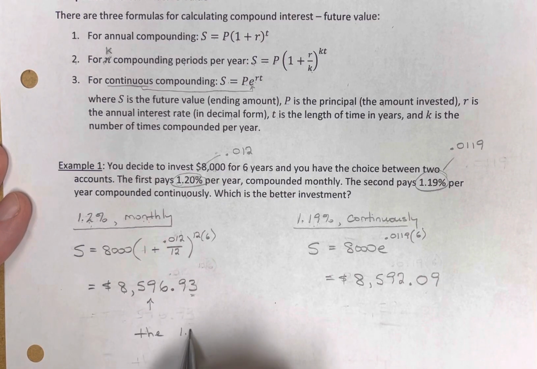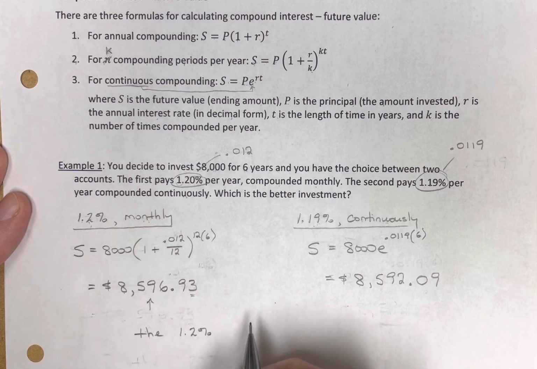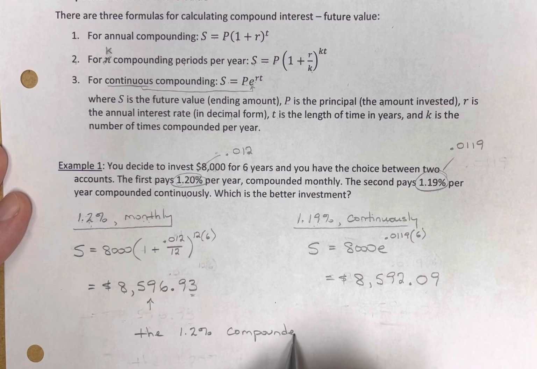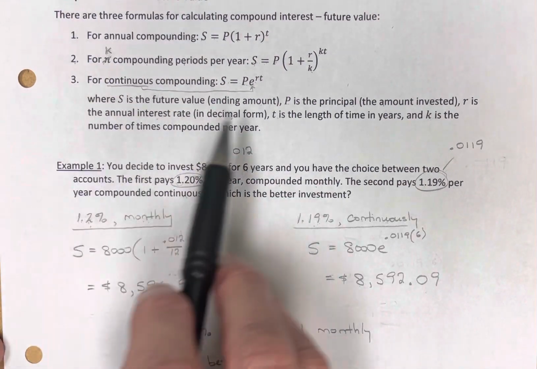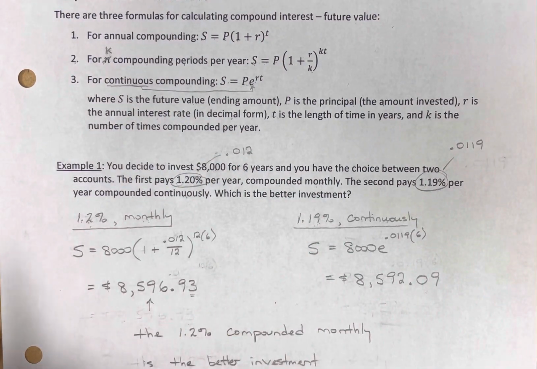The 1.2% compounded monthly is the better investment. So there you have it. Working with the compound interest future value formulas.